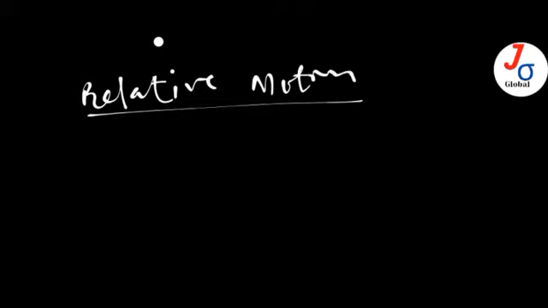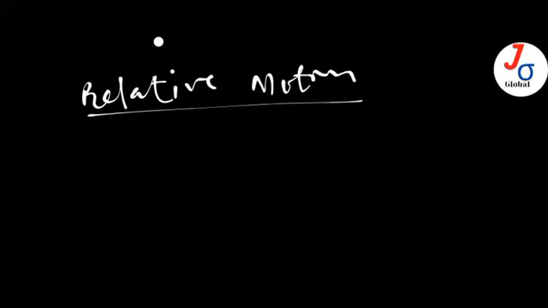Hi, so in today's video lesson, we want to look at what we call relative motion. What do we mean by relative motion? Relative motion is the change in position of a body with respect to another body. That means how an object changes position with respect to another. That's what we call relative motion.